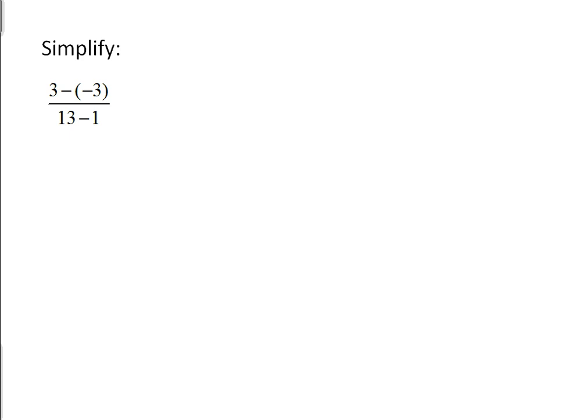So it's really important to remember that we must always first simplify both the numerator and the denominator before we reduce any fractions or do any dividing. So our numerator becomes 3 plus 3, noting that a negative and a negative is a positive. And our numerator simplifies to 6 and our denominator to 12.